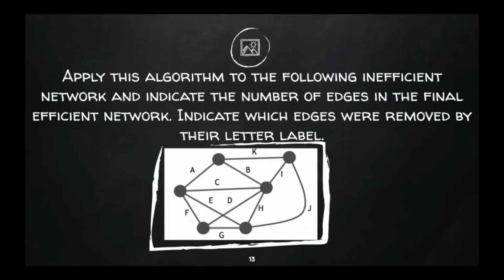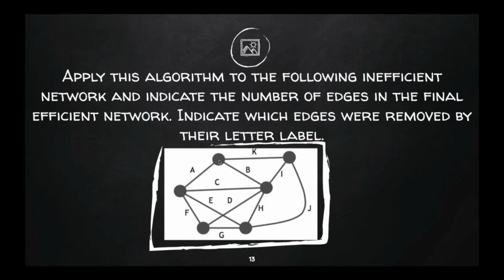We're going to apply this algorithm to the following inefficient network and indicate the number of edges in the final efficient network. Indicate which edges were removed by their letter label. So we have A through K. That means, if I'm not mistaken, there's 11 edges. 1, 2, 3, 4, 5, 6, 7, 8, 9, 10, 11. Yes, I was right.